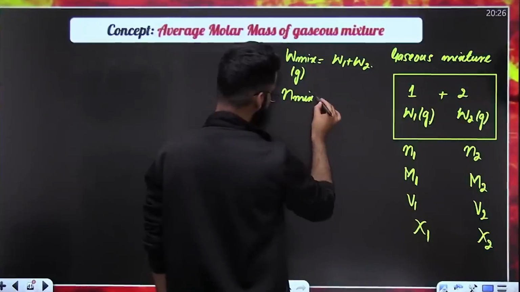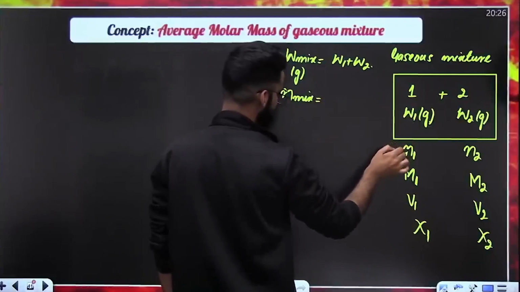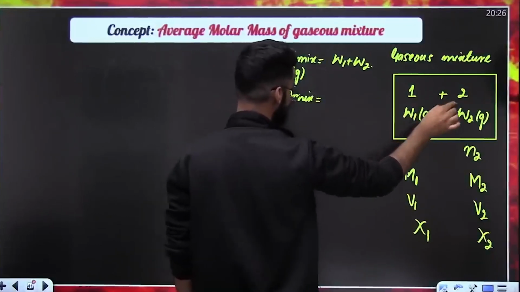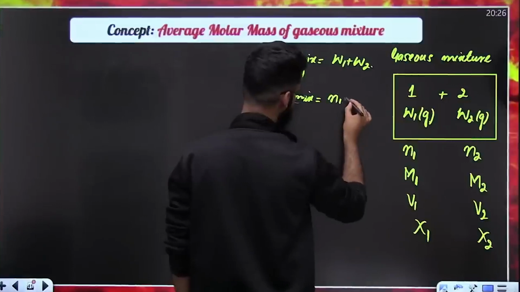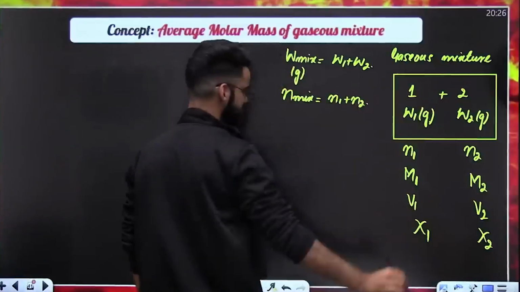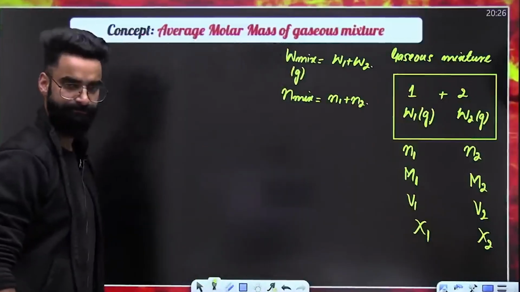Total moles present in the mixture. N1 represents moles of gas 1 in the mixture. N2 represents moles of gas 2 in the mixture. N1 plus N2 represents total moles present in the mixture.